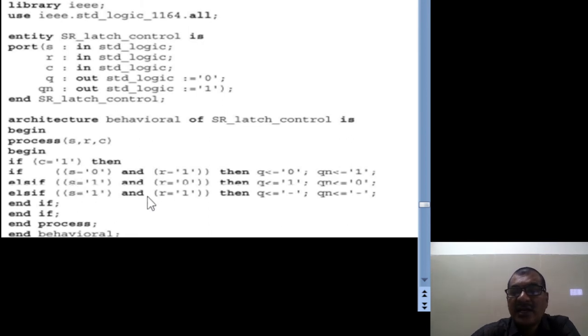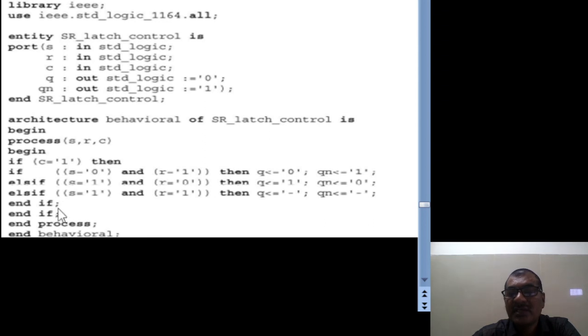If S is 1 and R is 0, then the expected outputs are Q is 1, Q bar is 0. Else if S is 1 and R equal to 1, both 1 means undefined state. In the undefined state case, the expected outputs you can write as Q is hyphen, Qn also hyphen. So end if, end process, end behavioral.